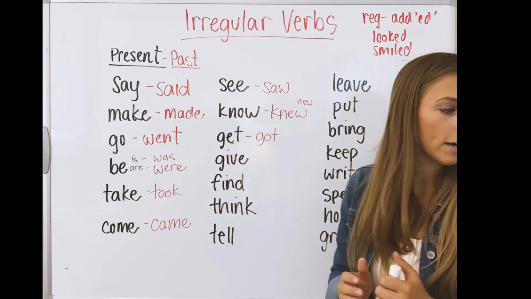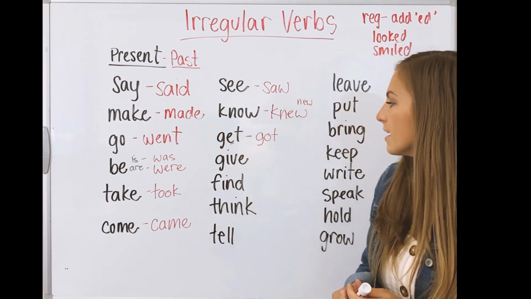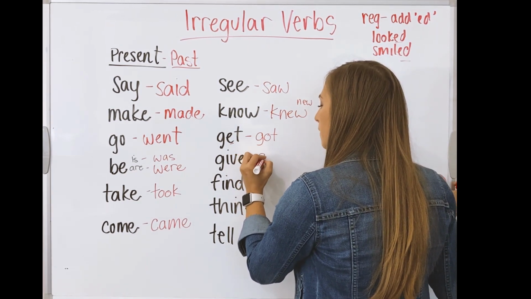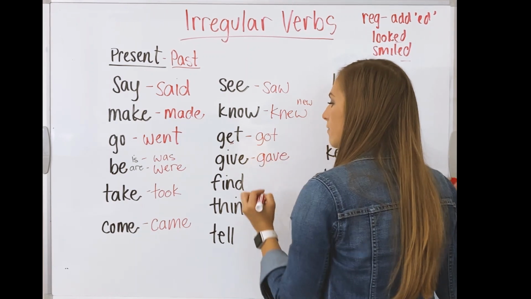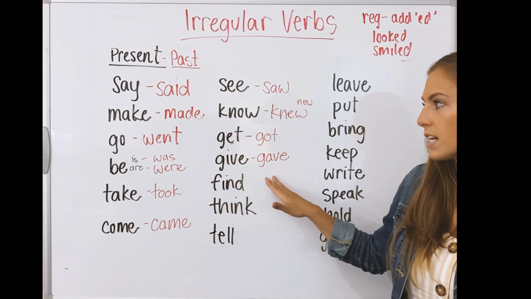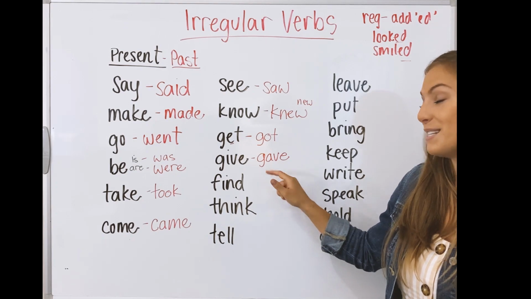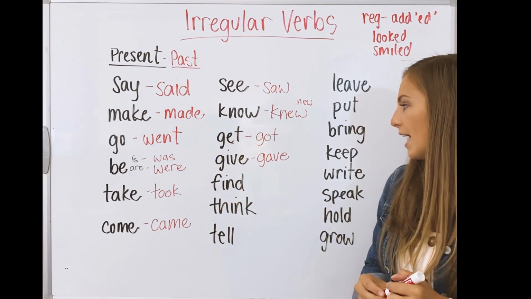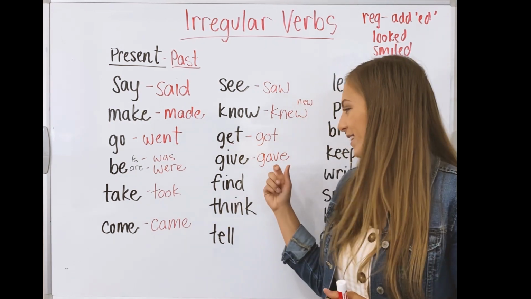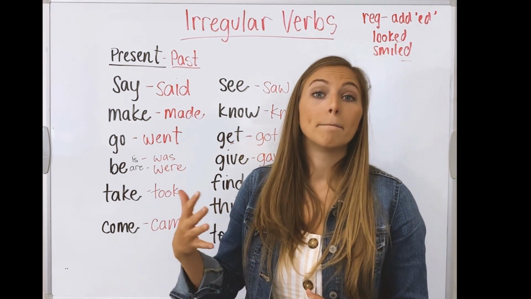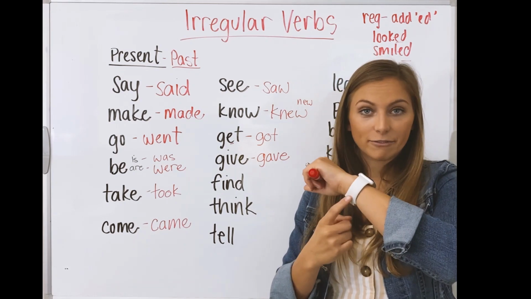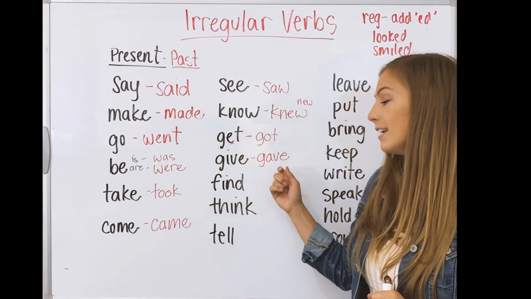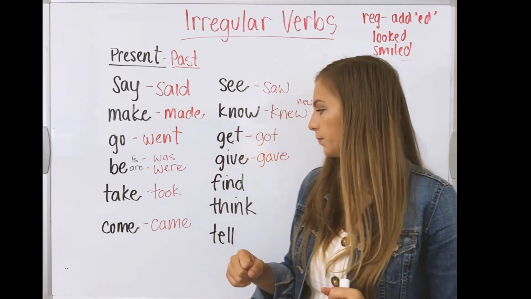All right, give. The past tense of give is gave. Gave. As you can see many times, it is the vowel that changes. Give is now gave. For example, for this verb, my husband gave me this watch last Christmas. He gave me this watch.